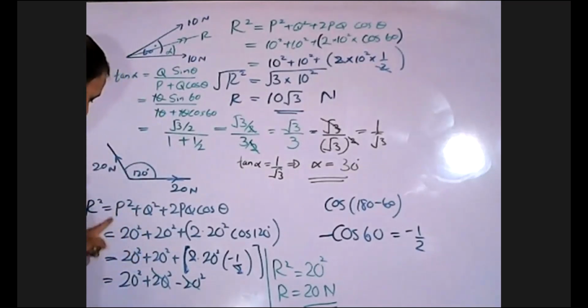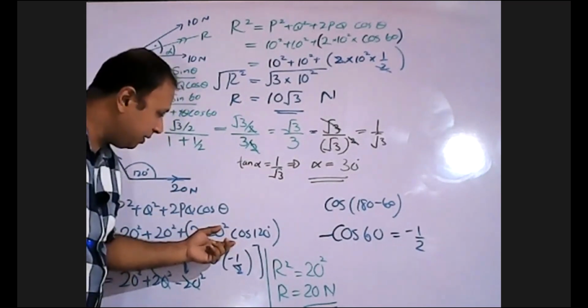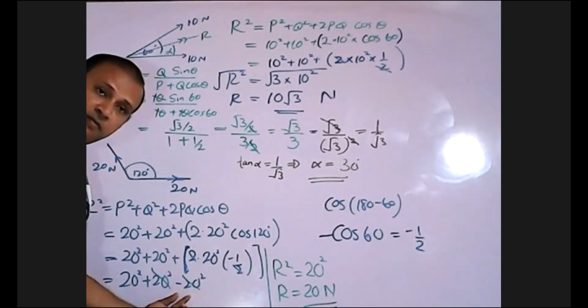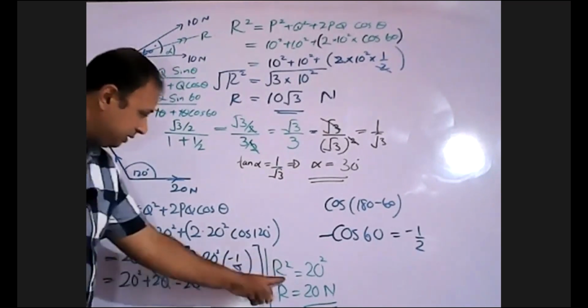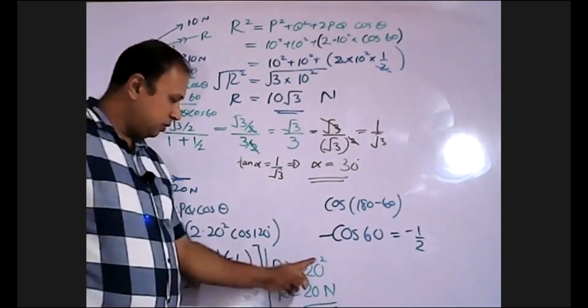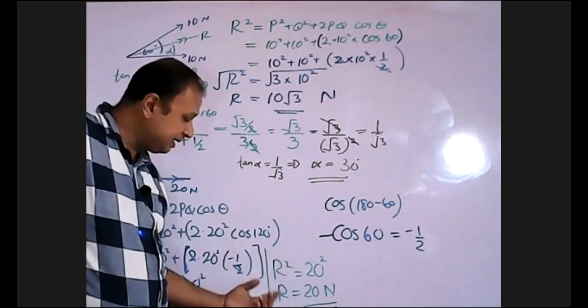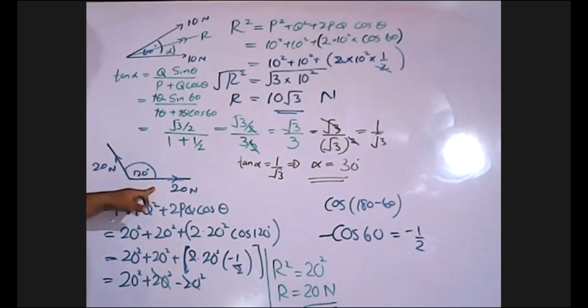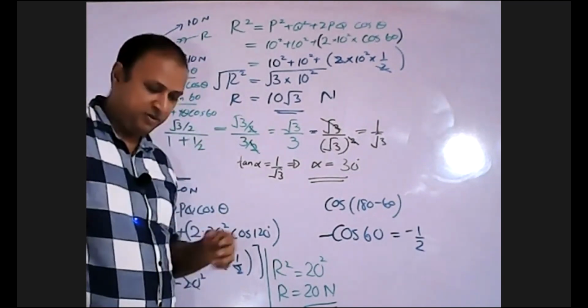Look at this again. This is the equation. Then I substitute the values into this equation. I have determined the value of cos 120. Cos 120 is minus half. Once you apply that to this equation, you will have minus 20 squared here. Minus 20 squared will be cancelled out with plus 20 squared. Then you will have r squared is equal to 20 squared. Then take the square root of both sides. R is equal to 20. Look at this. If two equal forces are acting at 120 degrees, the resultant is also equal to the magnitude of one force.